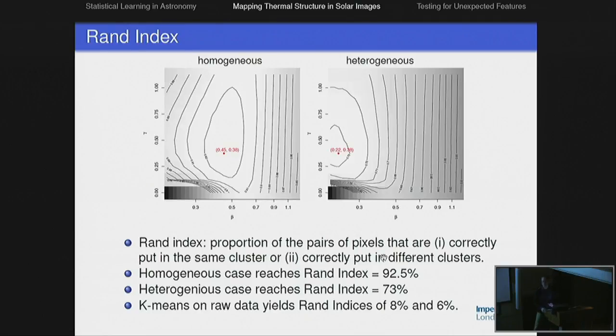Hey, David. Up here. Oh, yeah, sorry. I'm not completely clear on what you're using for the RAND index. You have some criteria by which you say it's correctly or not correctly. Because it's a simulation, we know the truth, right? So we know for each pair of pixels if they are actually in the same cluster or not. And then we look at the fitted one and make that same comparison. Of course, in a real data set, we couldn't do that. But it's just simulation so far.